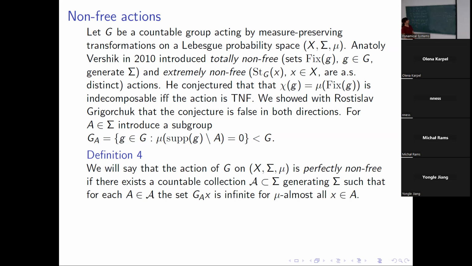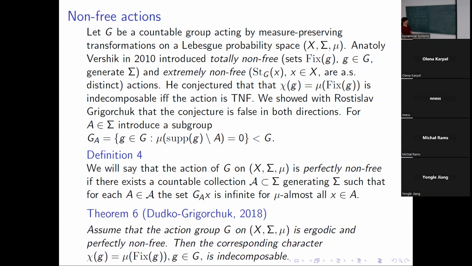It's stronger than Vershik's notions. And we show that, in fact, this new notion is sufficient for a character to be indecomposable. Namely, for any ergodic, measure-preserving, totally perfectly non-free action of a group G, the associated character will be indecomposable. So total non-freeness and extreme non-freeness turned out to be not sufficient. We needed to come up with something stronger.